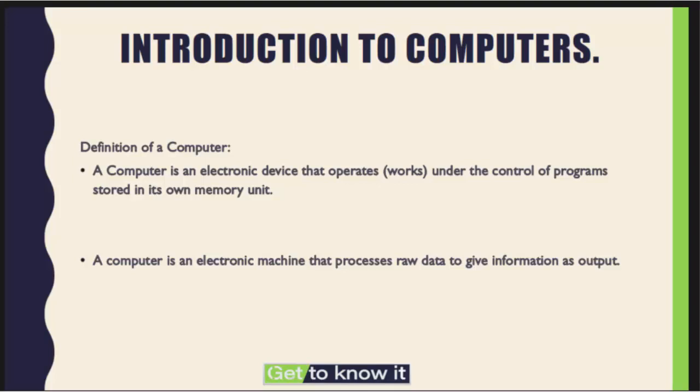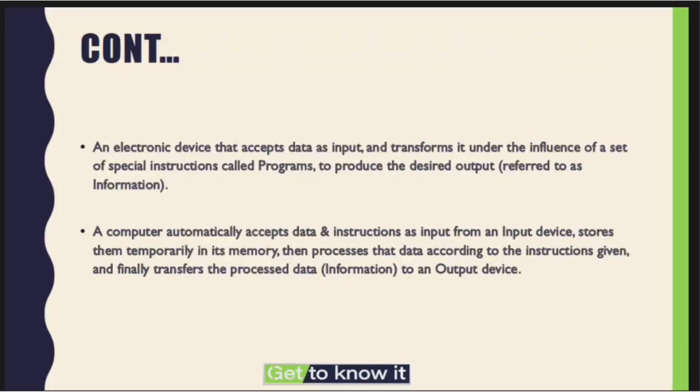So basically, if you are required to define a computer, you can call it an electronic device that will work under the control of programs stored in its own memory. You can also define it as an electronic machine that processes raw data to give information as output. We'll be understanding what is data and what is information as we move on. As well, we'll also be understanding what output is, what input is, and what is required. A computer automatically accepts data and instructions as input from an input device. It stores them temporarily in its memory, then processes that data according to the instructions given, and finally transfers the processed data to an output device.